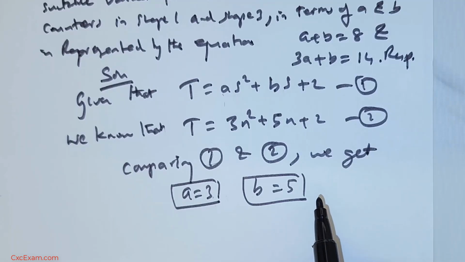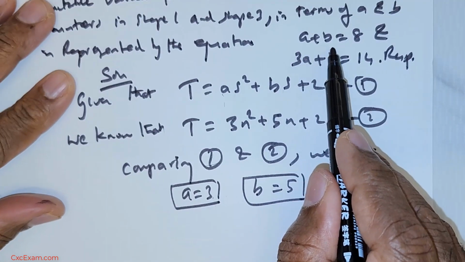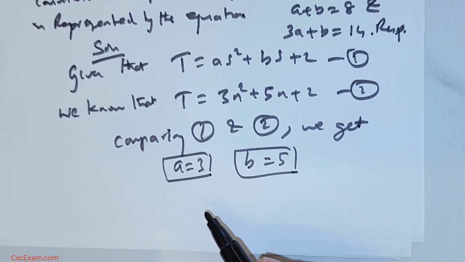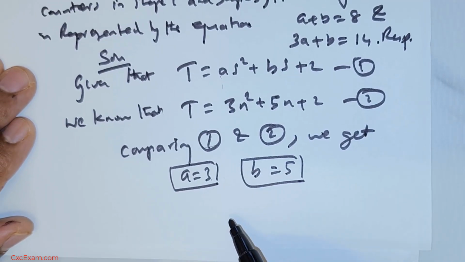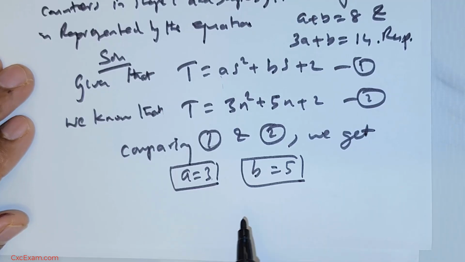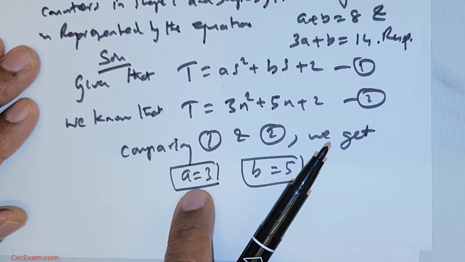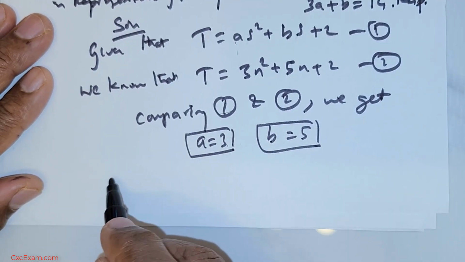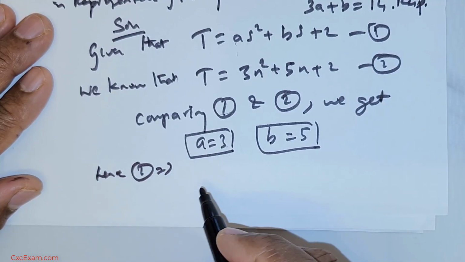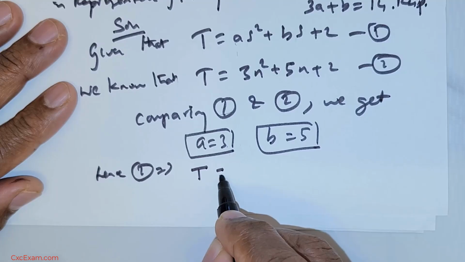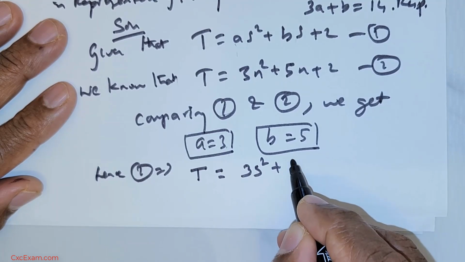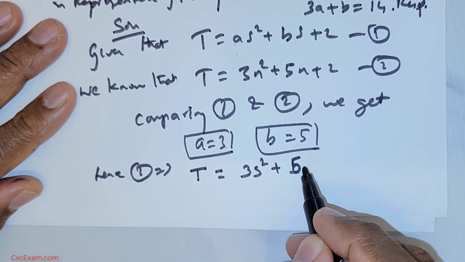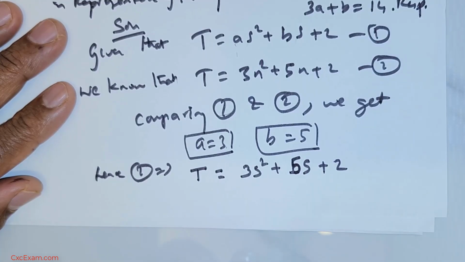Now we will have to show that a positive b is equal to 8. That is imperative. But how are we going to show that? That's also a very important question. Since we have got a is equal to 3 and b is equal to 5, 1 can be rewritten as t is equal to 3 times s squared positive 5 times s positive 2. This is the next step.